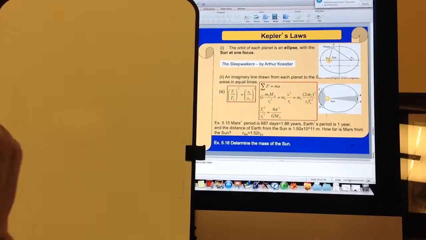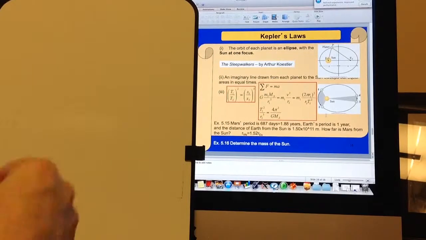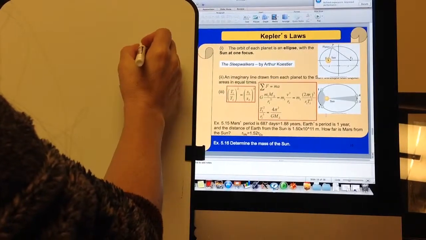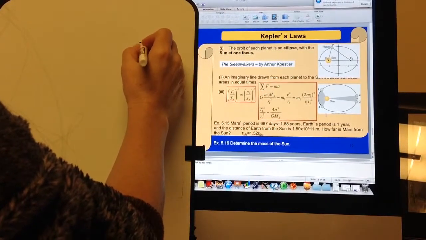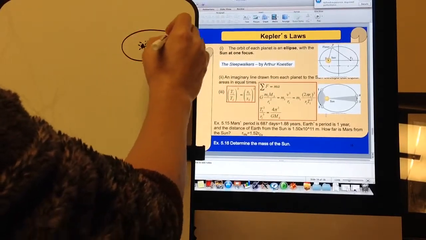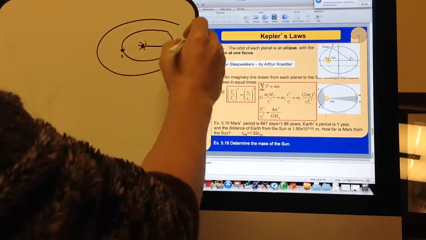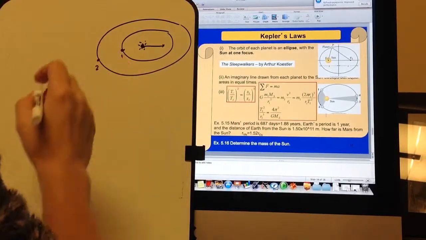And finally, the other thing was that he notes, pick 2 planets. Okay, so here is the Sun in one of the foci. So here is one planet, so I'll call it planet 1. And here we have another planet, a little further, planet 2.